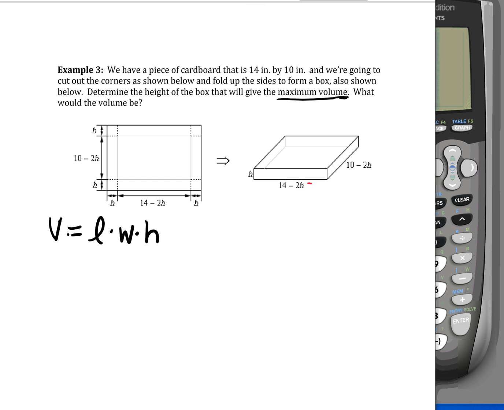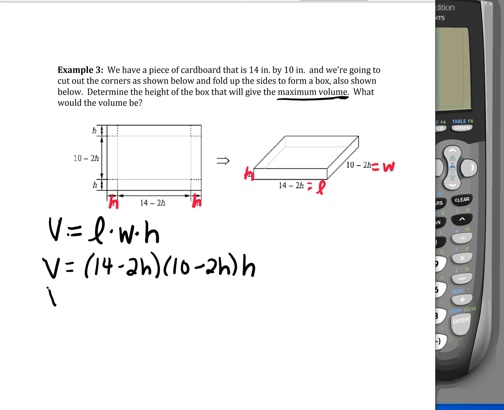And in order to make a box, we're taking a piece of cardboard and cutting the same little square out of each side, which is a length of h. So that means we're taking 2h away from each of those sides. That's going to be my new length and width of this box. We want to have only two variables in here. We're going to substitute in 14 minus 2h for the length, and 10 minus 2h for the width.